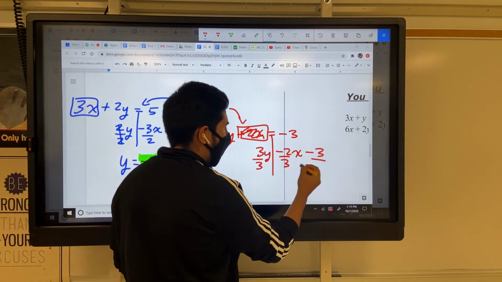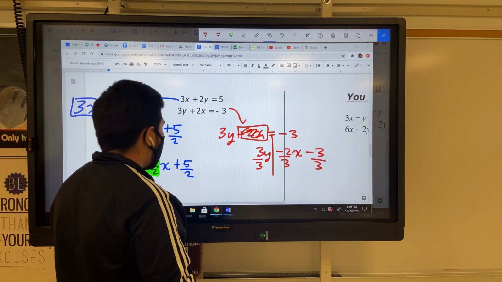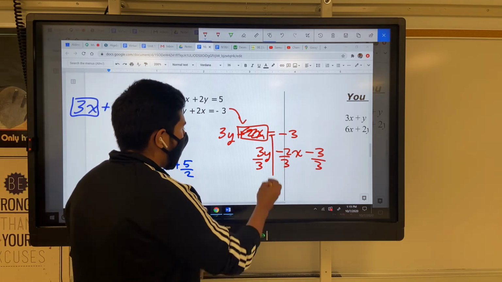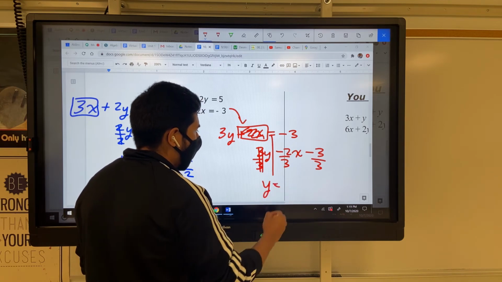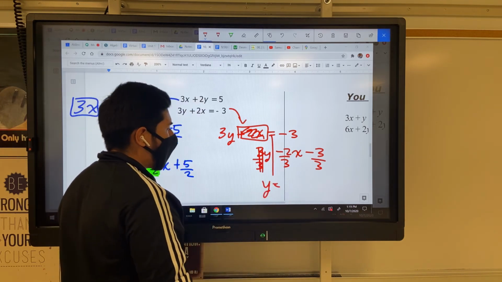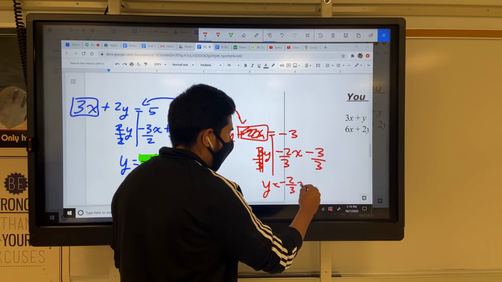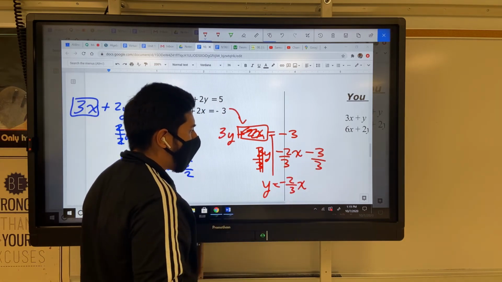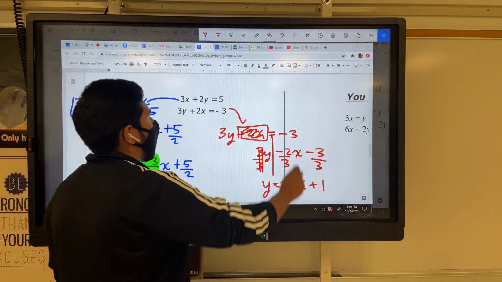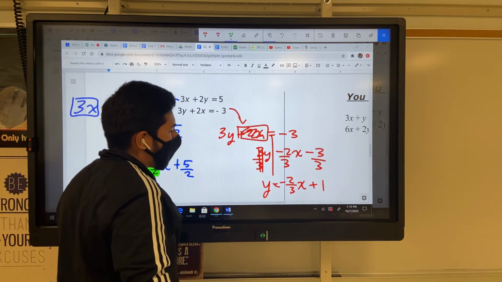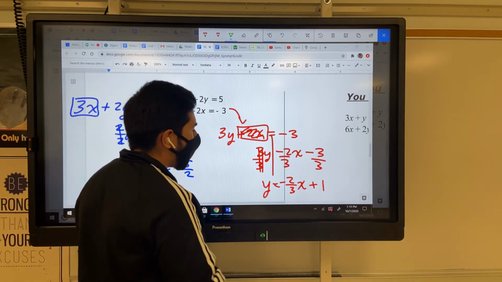3 divided by 3 cancels, so we got y equals. Negative 2 divided by 3 is not reducible, so we got negative 2 over 3x. Negative 3 divided by 3 is a positive 1. So y equals negative 2 over 3x plus 1. Which one is my slope? In front of my x.